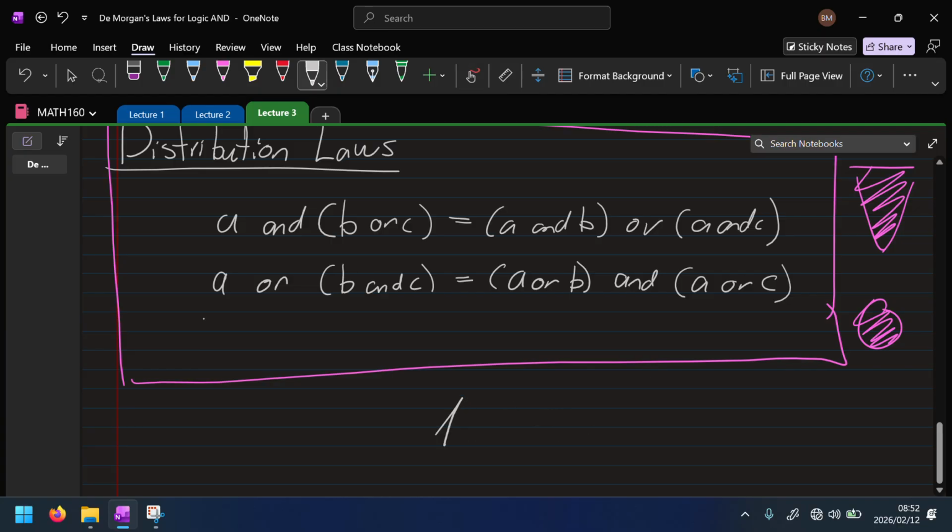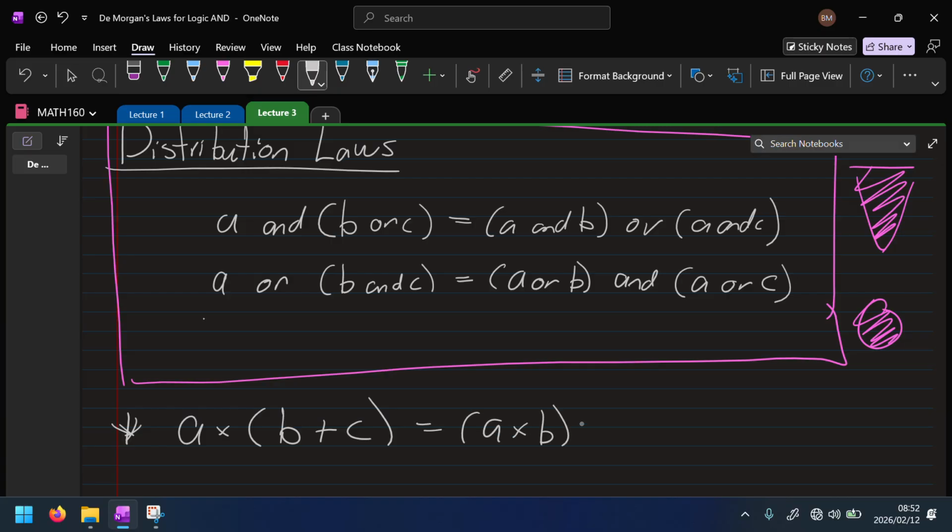Okay, so this is just a little side thing. Think of the "and" as a times. So we have A times (B plus C). How would you distribute that? It would be A times B, and then you would have a plus, and then you would have A times C. You see how it matches up with that? Okay, so "and"s, think of it as a times; "or"s, you think of it as a plus.